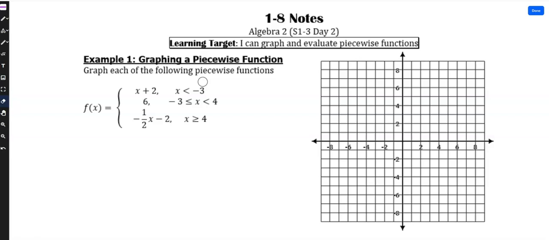Okay, so on section 8, we're going to be taking a piecewise function like we had in the last one, and we're going to be changing it to a graph. Okay, so let's dive right in.